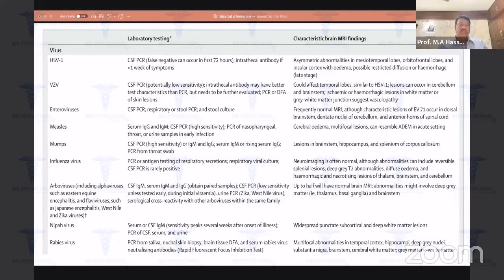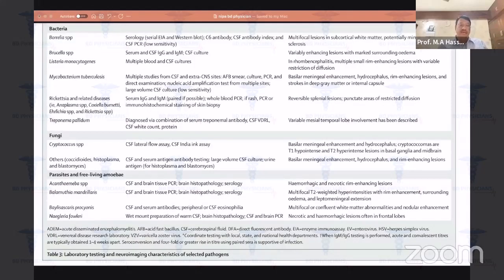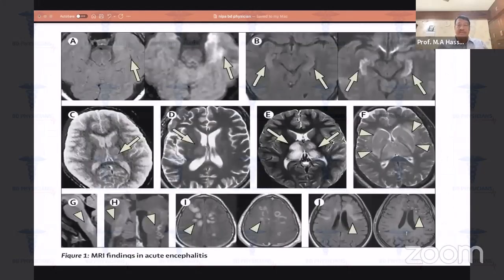And so there are many viral findings. I am not going into the details of MRI characteristics, MRI findings, and laboratory testing of different viruses. These are the MRI findings, cortical and subcortical. There is a punctate lesion, especially in the case of Nipah. In other cases, you will get a specific lesion.